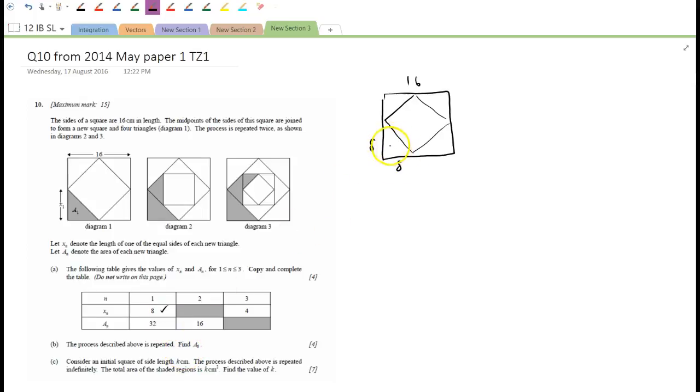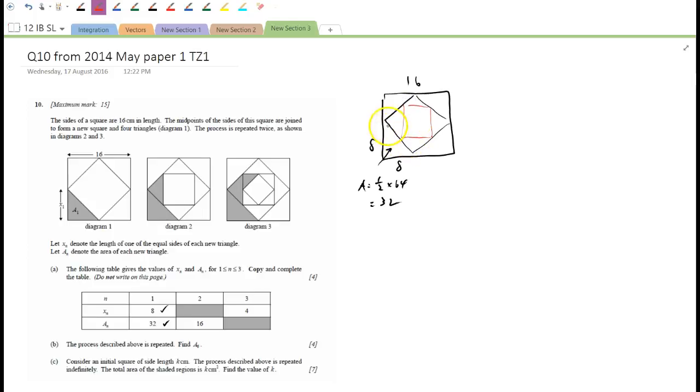Now the area in here, that area is just a half base height, so a half times 8 by 8, 64, which is 32, and that checks that box there. Now when we go into the second square, we're joining up these midpoints here, and through we go there.